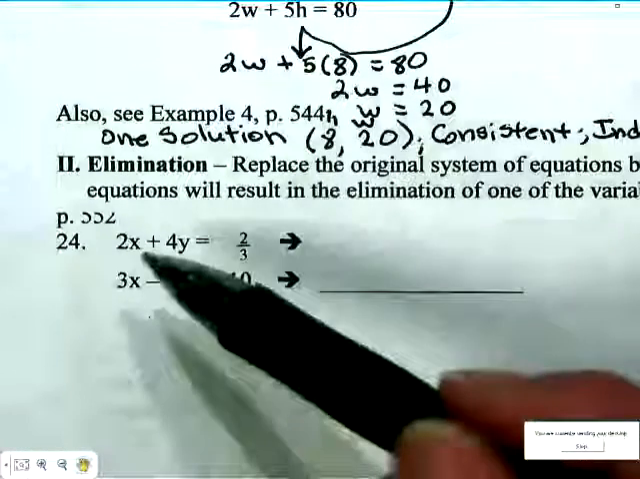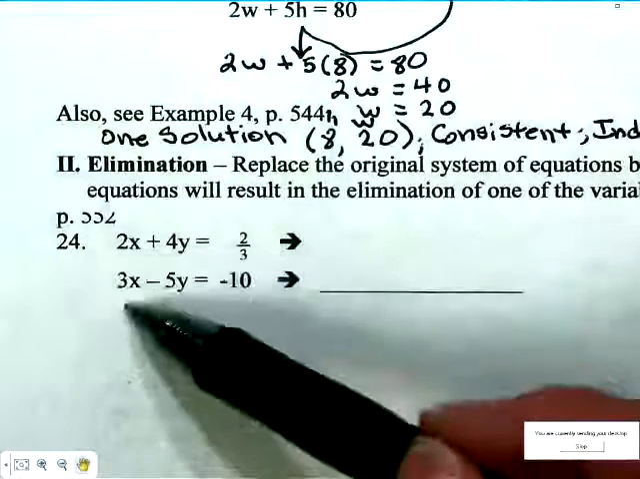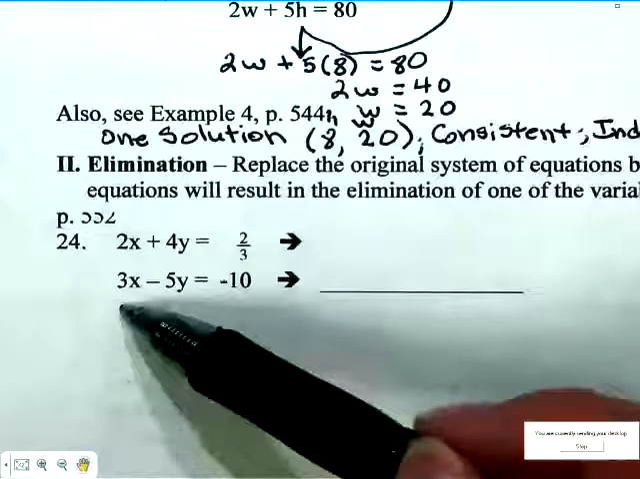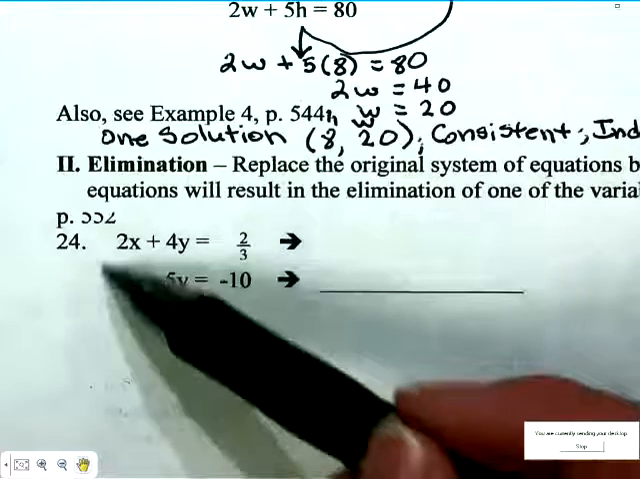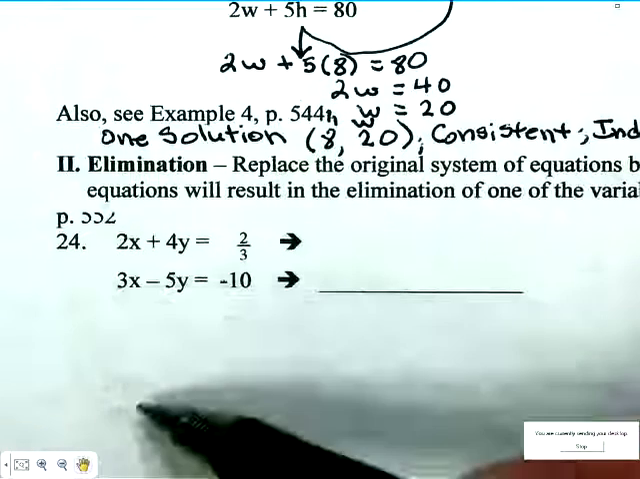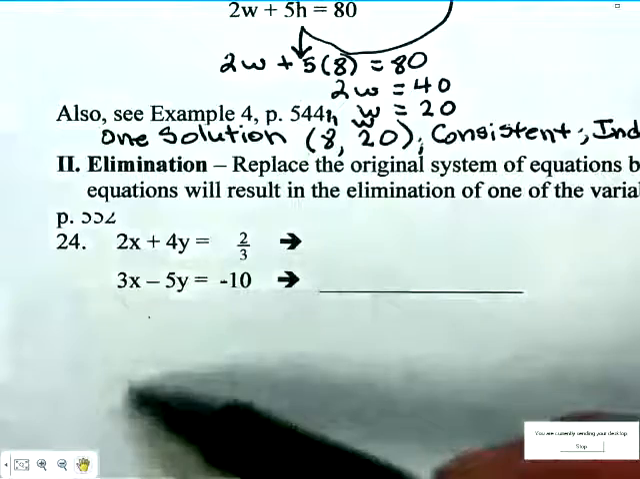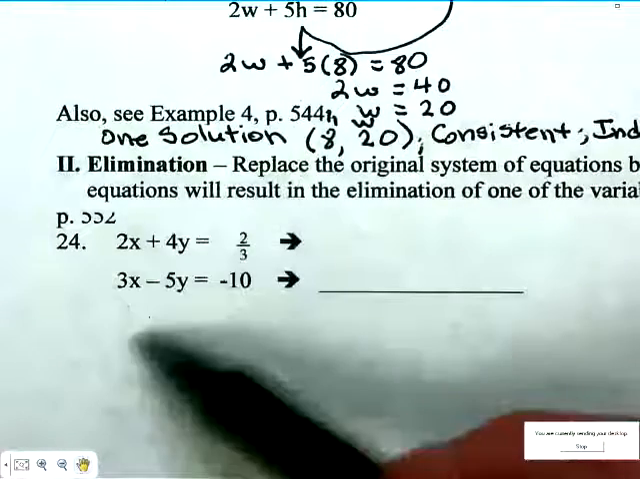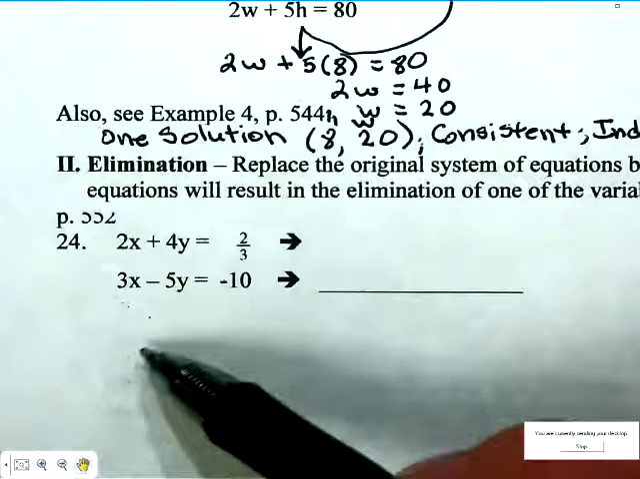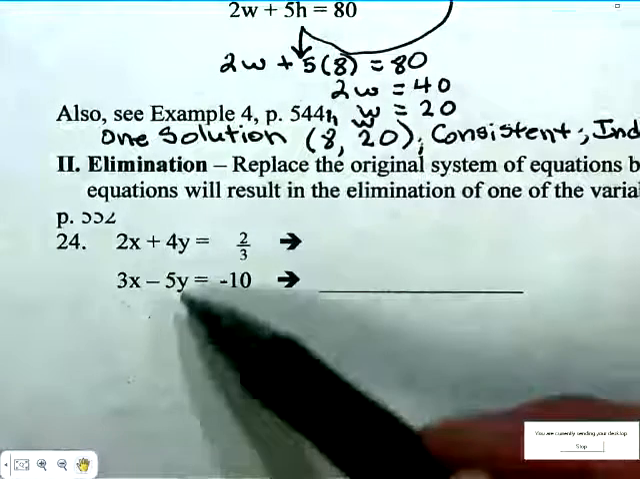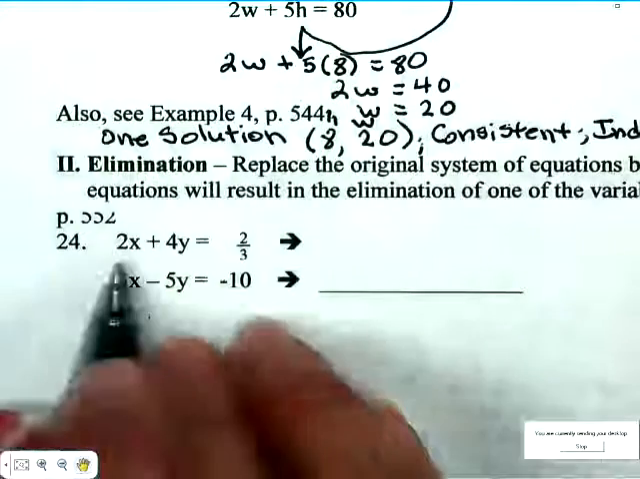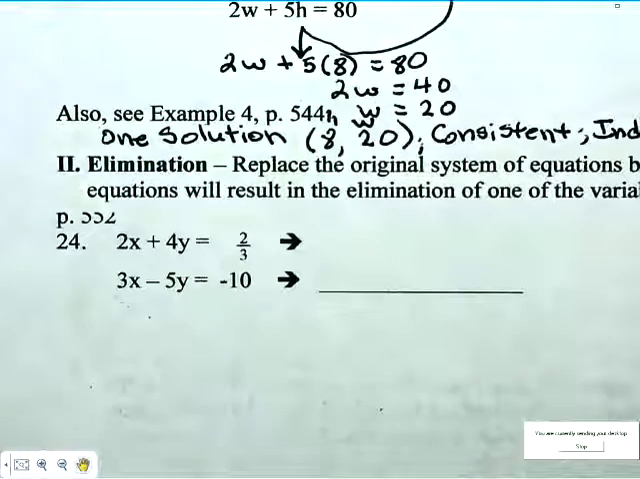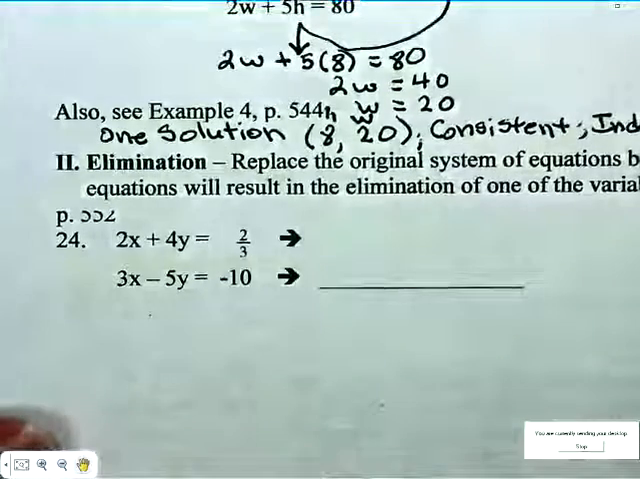However, I may notice I'd get smaller numbers if I cancel the x's instead. 2 and 3 will both go into 6. So if I could make one of these be a positive 6x and one be a negative 6x, my x's would cancel. You can do either thing. I always go with the one that would result in the smallest numbers possible. So what could I do to both sides of the first equation in order to make its coefficient 6x? Sure, multiply by 3.